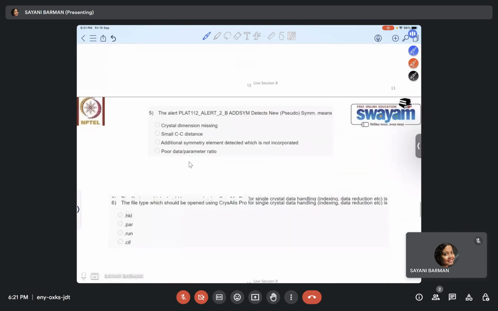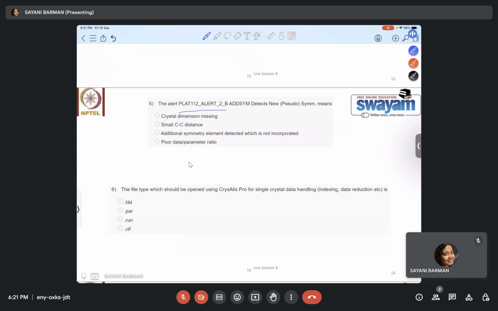Now the next one is the alert. This one, PLAT112. PLAT stands for PLATON, and the alert generated is Alert 2B. ADDSYM detects new pseudosymmetry, which means it will detect additional symmetry, right? So this is the option. It means an additional symmetry element was detected which is not incorporated. So we have to refine it again, and maybe we have to check the space group.